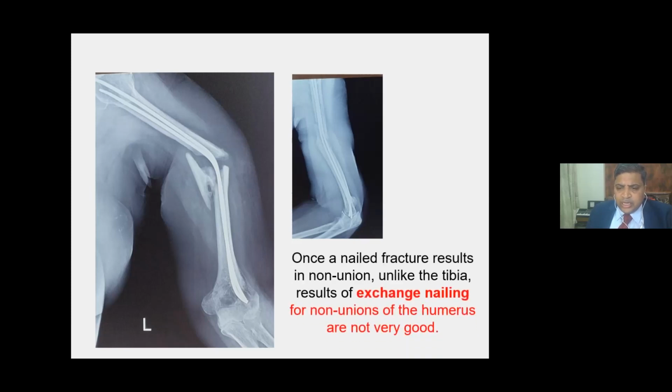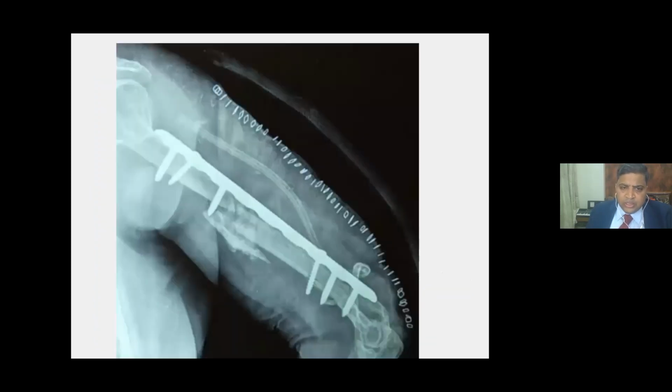You need to understand, not in this case, but if you have put an intramedullary nail for the humerus, exchange nailing is not a wise option for non-unions of the humerus. They have good success results in the tibia, but in the humerus they are never advisable. So this is the post-op X-ray of the same patient, where an intramedullary fibula was also put along with a good cortical graft and posterior plate fixation after taking out the implants.